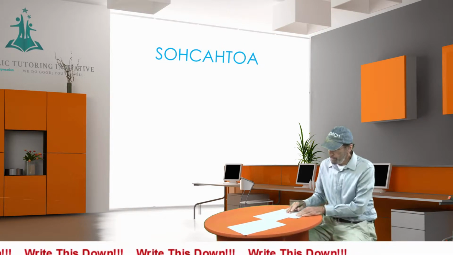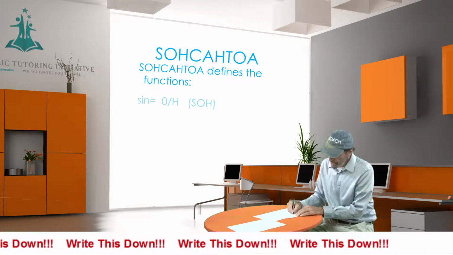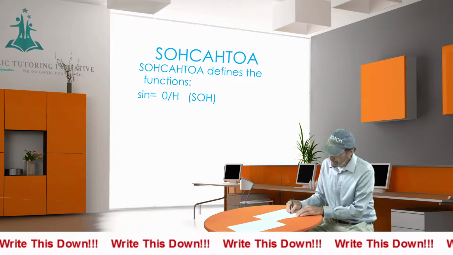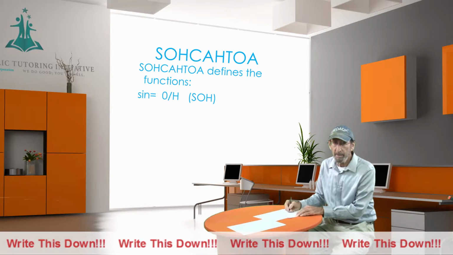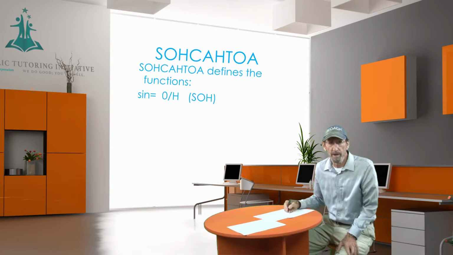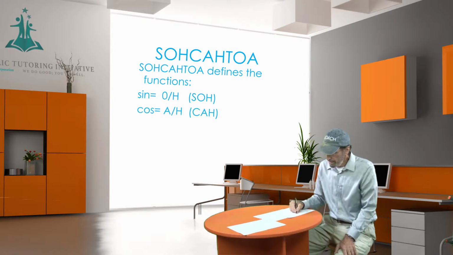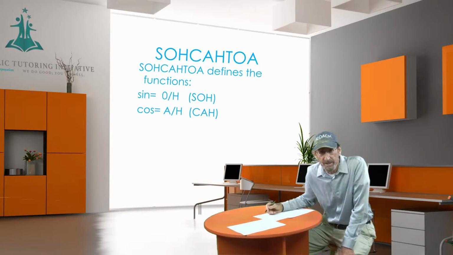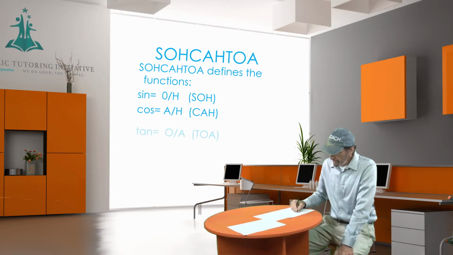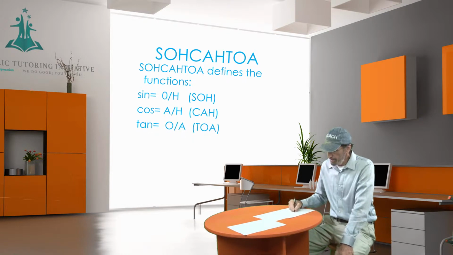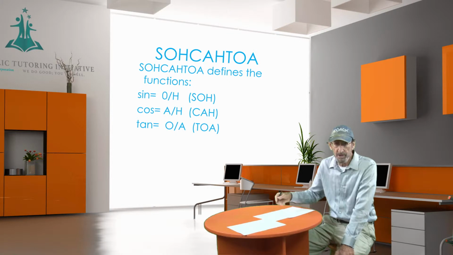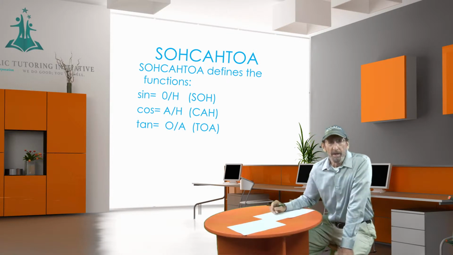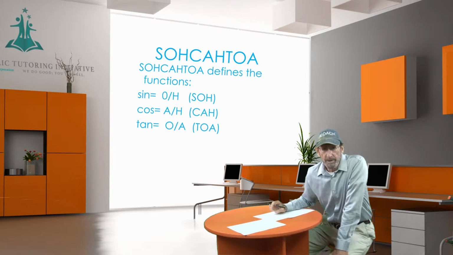So here's what SOHCAHTOA means. Sine, S, equals opposite divided by hypotenuse. S equals O over H. Cosine equals adjacent over hypotenuse. That's the CAH of SOHCAHTOA. And the tangent is the TOA, opposite divided by adjacent. If you just write the equation for the function, you can usually solve most problems on this test.